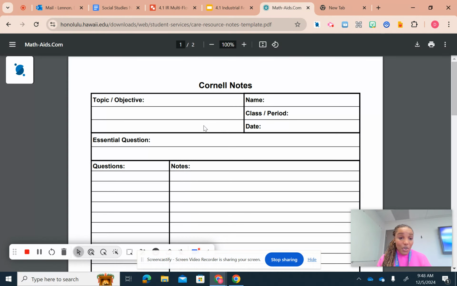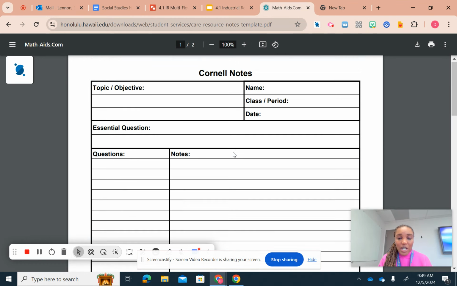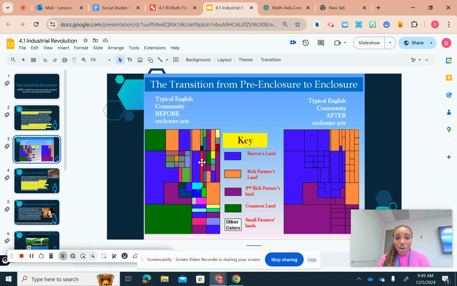And if you're having them do the Cornell notes, this can be questions or keywords here. You can have them just write it right here and at the end do a summary. Again, this is a chart, you can have them really look at the transition from pre-enclosure to enclosure, have them with the elbow partner, look at the differences and discuss, then come back together and examine their findings. That's another way to get student engagement and not let it all be lecture, lecture, lecture.